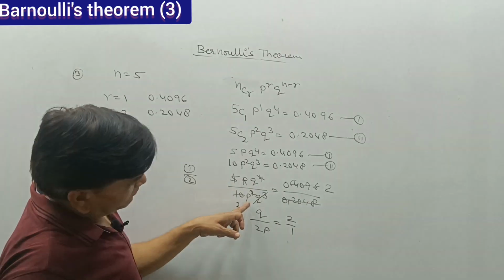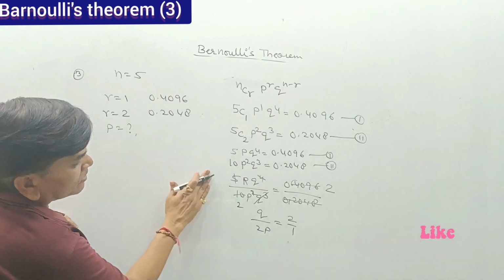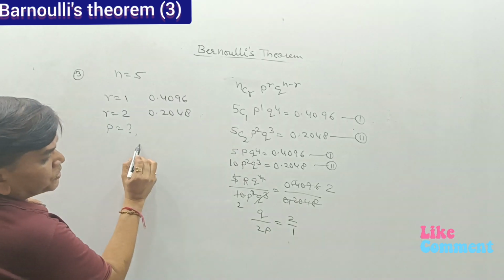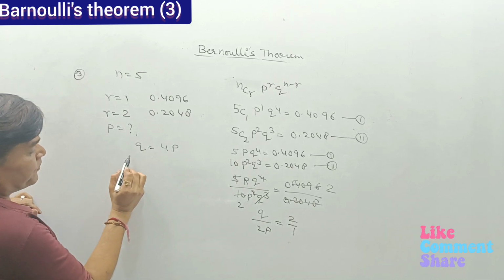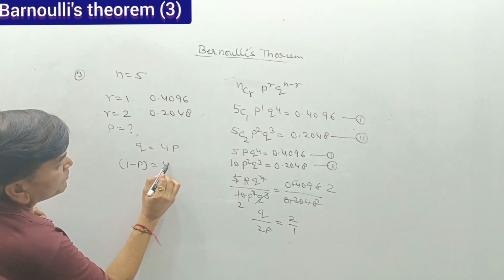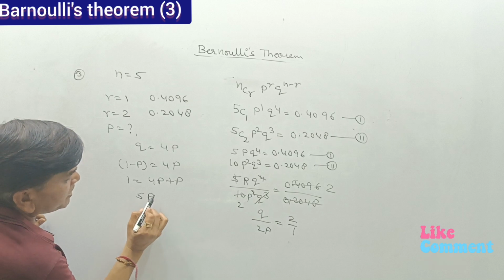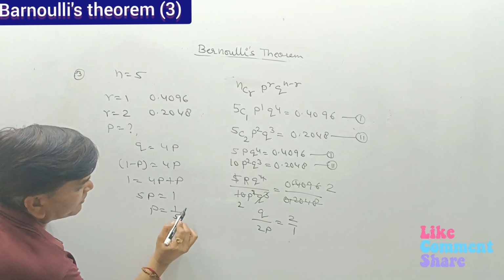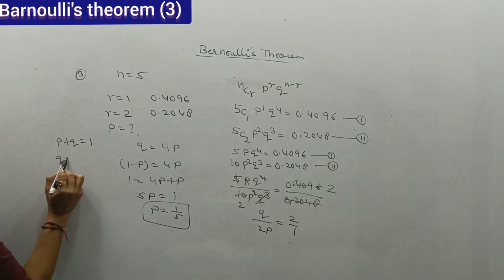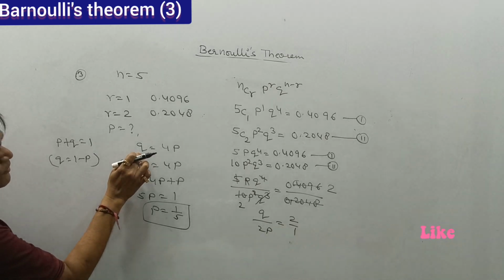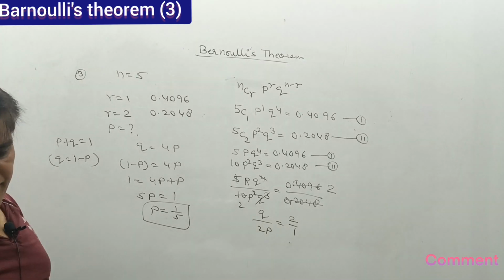Here 5 by 10 is 1 by 2, so q upon 2p is equal to 2. So now q is equal to 4p. 1 minus p is equal to 4p, so 1 is equal to 4p plus p, so 5p is equal to 1, so the p value is 1 by 5. As we know, p plus q is equal to 1, so q will be 1 minus p. So the value of p is equal to 1 by 5.